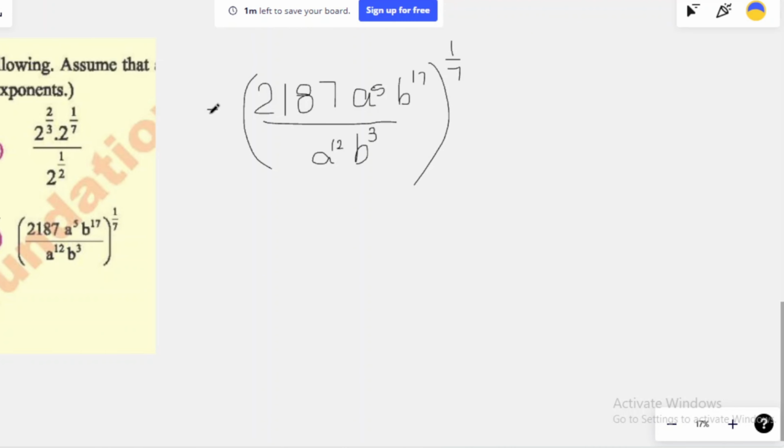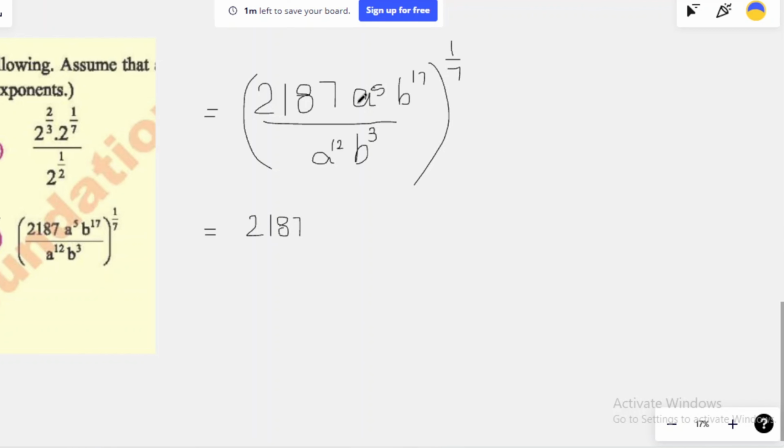Raised to the 7th root 1 over 7. What we can do here, we are going to use the similar technique we used in the last question. We are going to solve whatever we have inside, and when we are done with solving inside, then we are going to discuss this 7th root. So to solve inside, there is just a number 2187 and there is no other number for this, so we are just going to write it as it is, 2187.